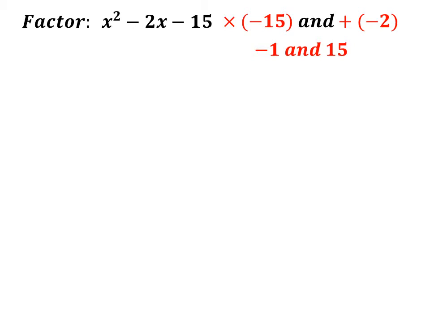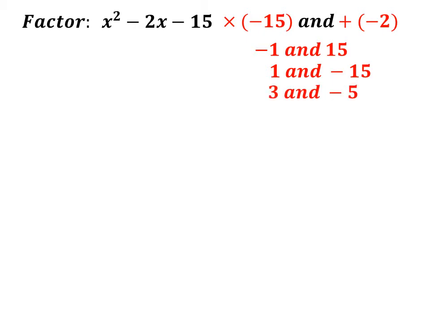I can try negative 1 and 15, but if I add negative 1 and 15, I get positive 14. 1 and negative 15 multiplies together to get negative 15, but if I add them together, I get negative 14.